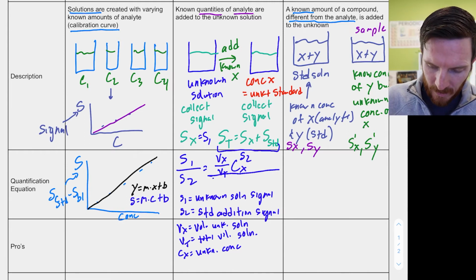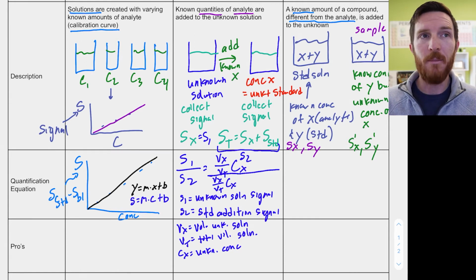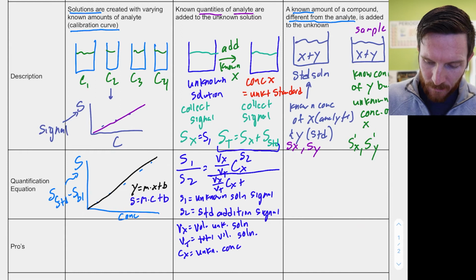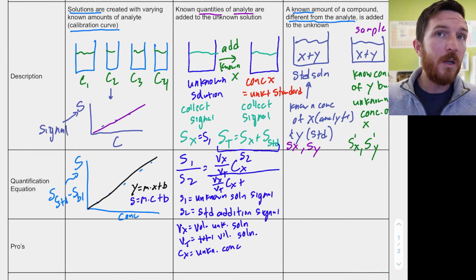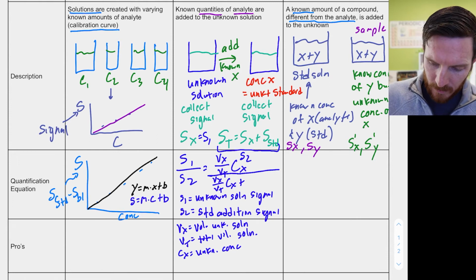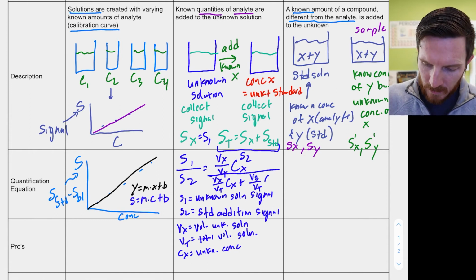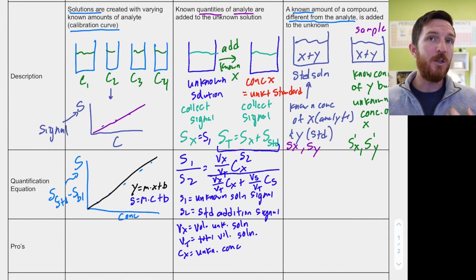And so again, we're going to have some concentration of X. So we're thinking of it being diluted because we've added a standard amount to it. And then we add a known amount of the analyte that we're looking at. And that's going to be the standard volume, again, divided by total, because this is all in the same solution, times the concentration of the standard that we took.